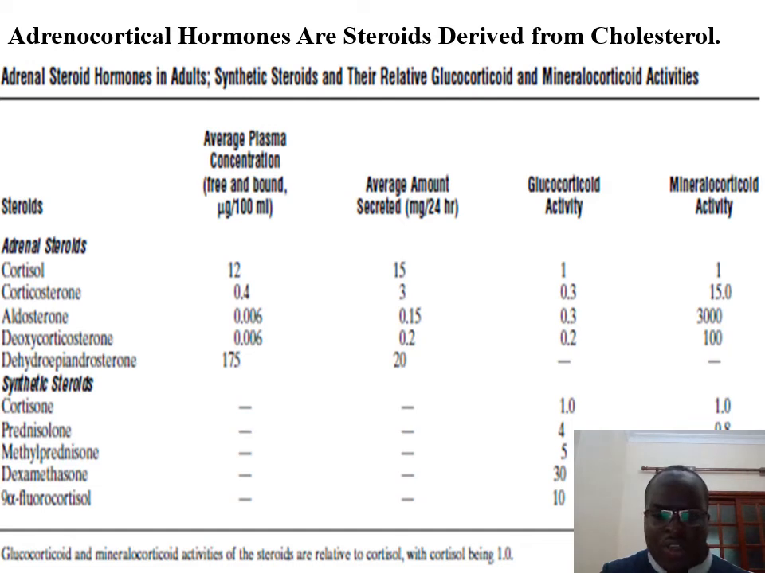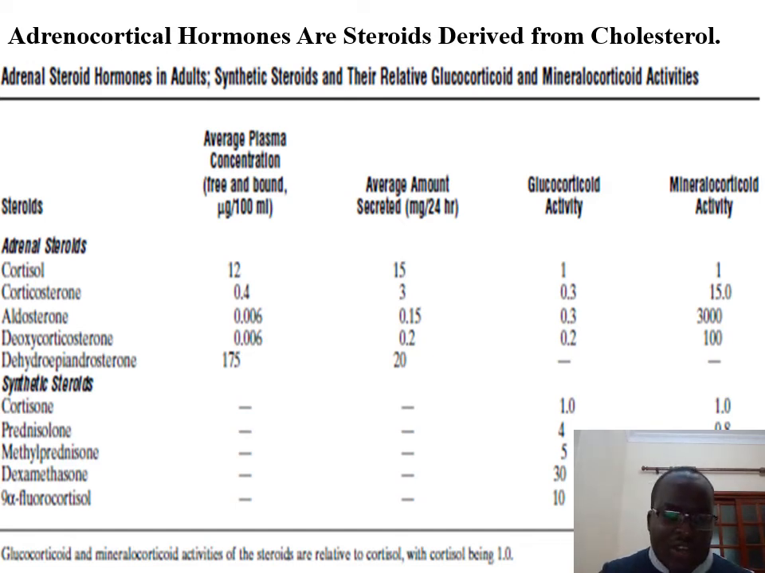Deoxycorticosterone hormone, it has got glucocorticoid activity of 0.2 and mineralocorticoid activity of 100. Then you can see the other hormones like dehydroepiandrosterone. It doesn't have any glucocorticoid activity or mineralocorticoid activity, so it's a precursor that can be converted into other forms of hormones.